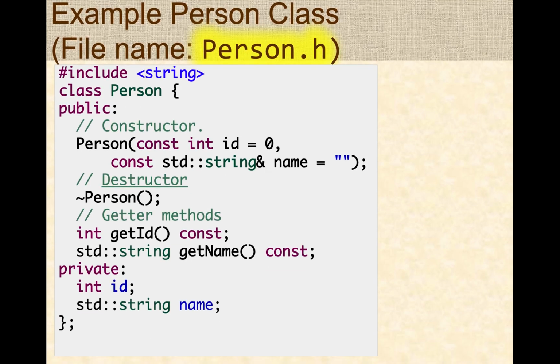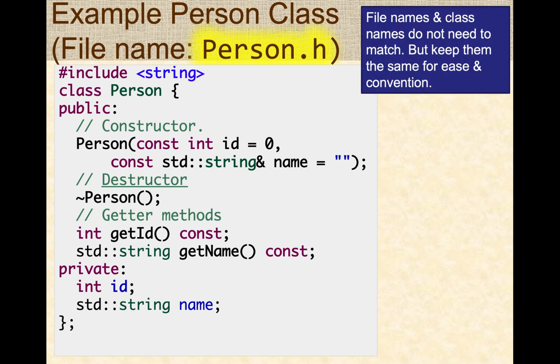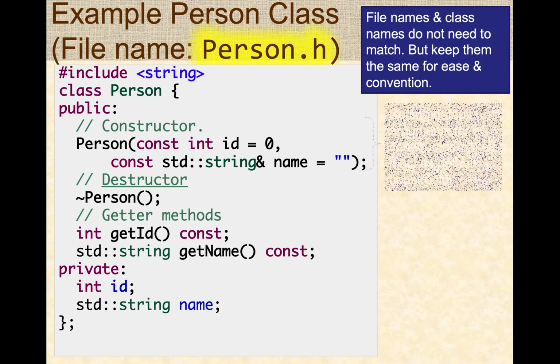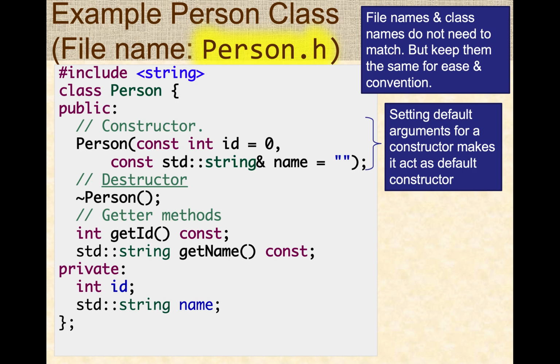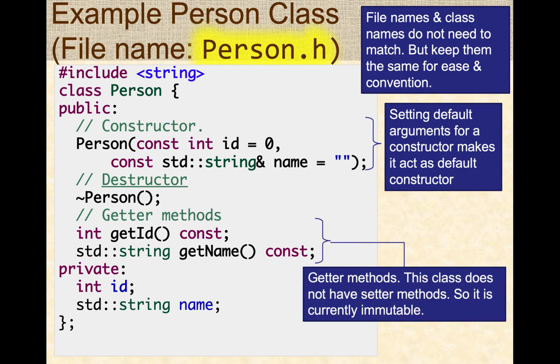Let's look at this through an example. So here's a person class. Notice that the name of this file is going to be person.h, but keep in mind that the file names and class names do not need to match in C++, but we are going to do that as a convention. And then this class has a constructor. Notice that we are setting some default argument values for the constructor. Since it has default values, this constructor can also act as a default constructor that does not require any arguments to be supplied. And of course, we have a couple of getter methods just for example. Note that this class does not have any setter method, so currently it's immutable. That means once the object is created, you will not be able to modify it.